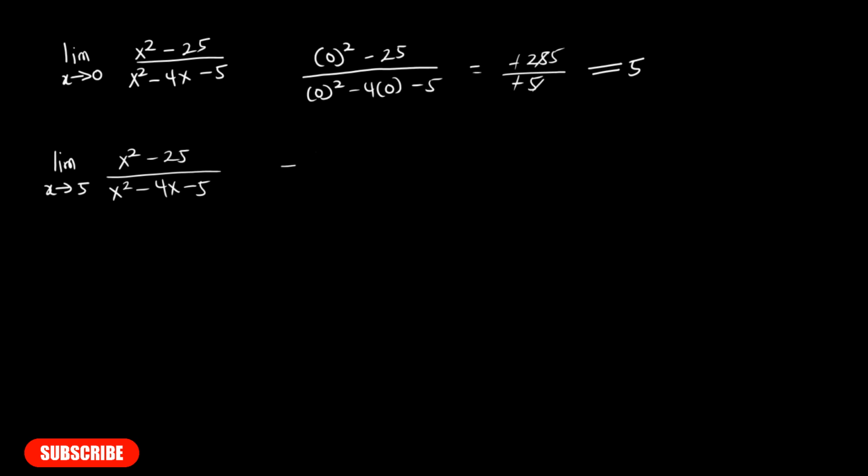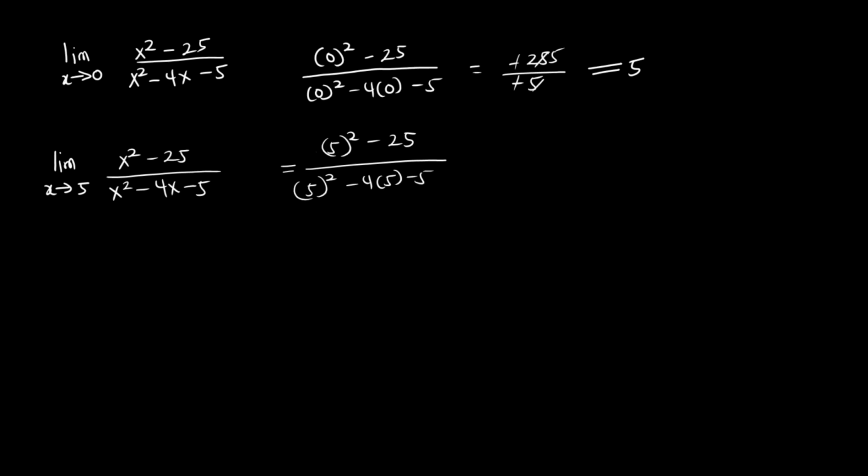So I'm going to have 5 squared minus 25, all divided by 5 squared minus 4 multiplying 5 minus 5. Let's simplify this. 5 squared is 25, that's 5 times 5, minus 25. All this is divided by 5 times 5, which gives us 25, minus 4 times 5, that's 20, and then minus 5. So we are going to have 0 divided by 0, which is indeterminate.